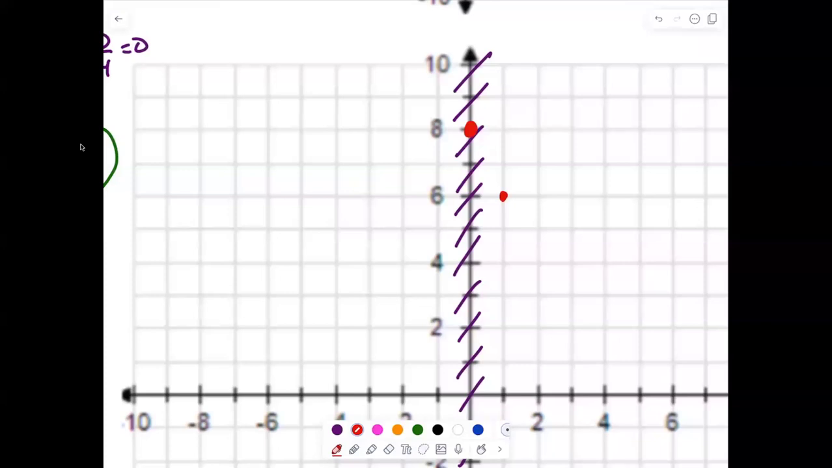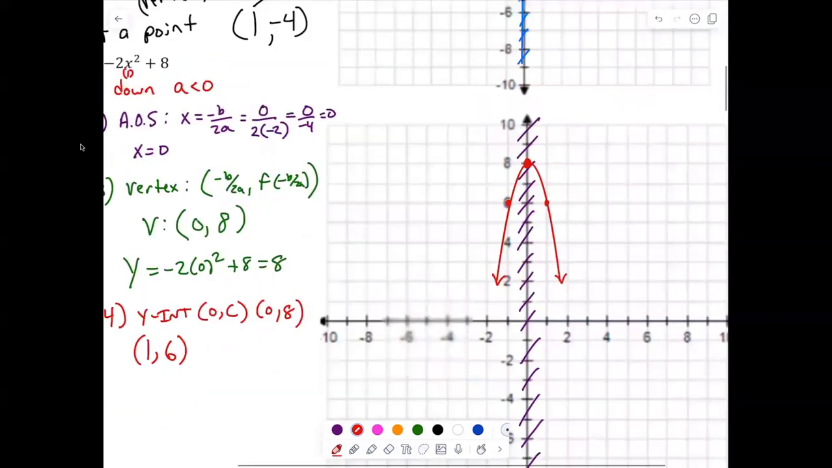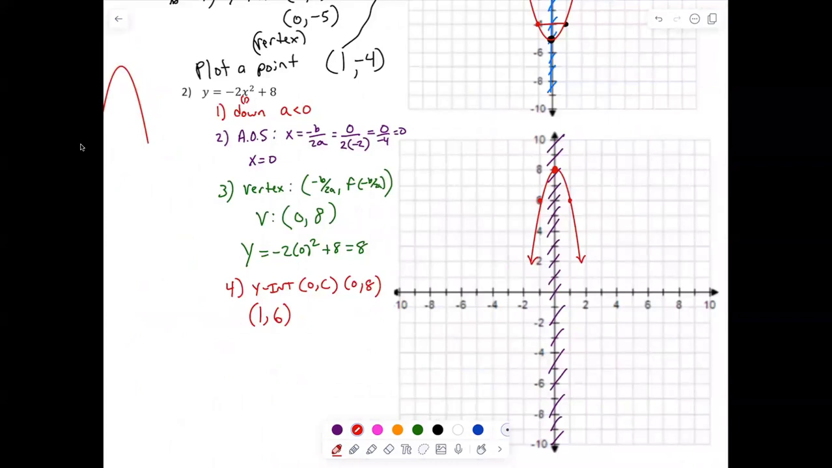So if 1, 6 is on the graph, then what other point is on the graph? -1, 6 is on the graph. Very nice. And now you can draw your parabola. Look at that. And now everybody go to their calculator and type in y equals -2x squared plus 8. And what do we have? Everybody agreeing with that? Anybody have any issues?